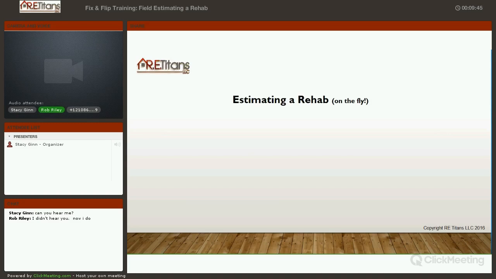So let's just get started. How do we estimate a rehab on the fly? The first thing we want to do is start with the basics. So what are those? Well, first of all, what is the square footage of the property? That is a key component of estimating a rehab. Obviously, if you have something with a small square footage, it's going to take less time, less materials, less labor. And if something has a larger square footage, it certainly goes the other way.